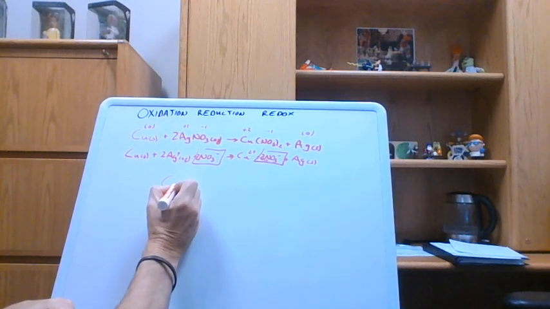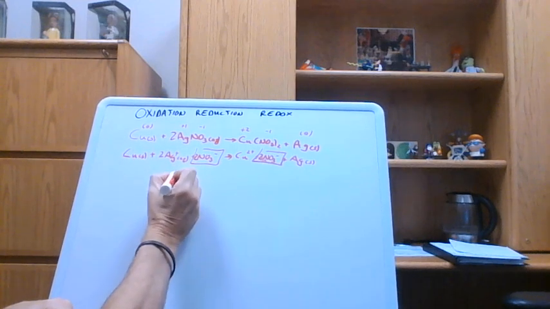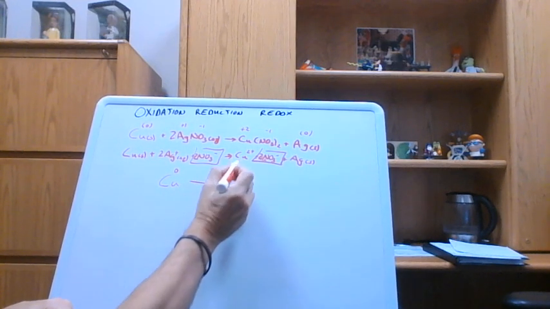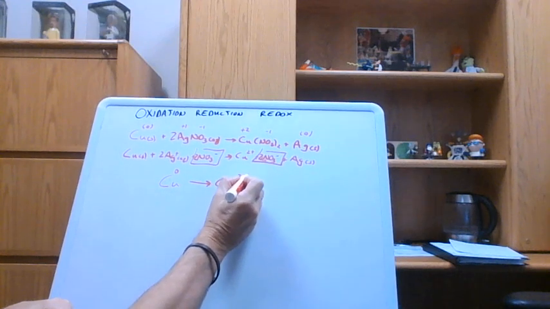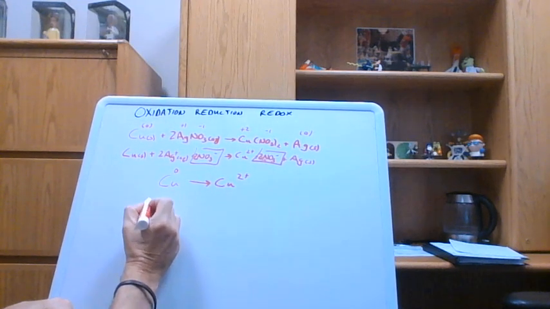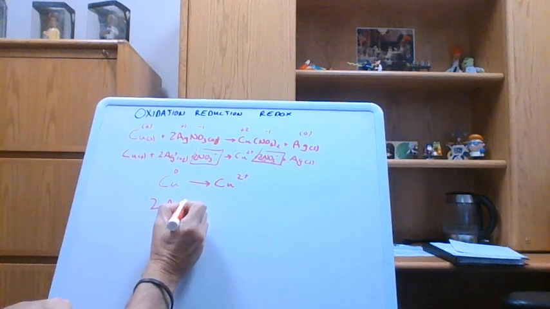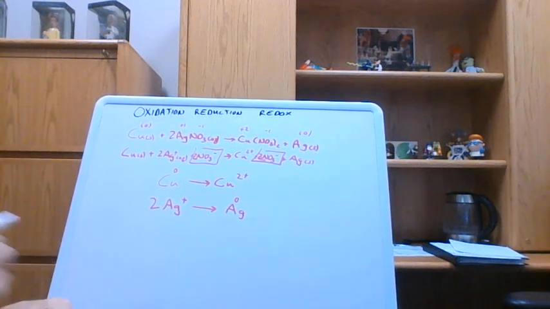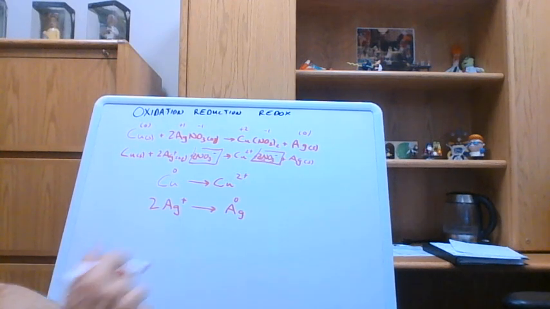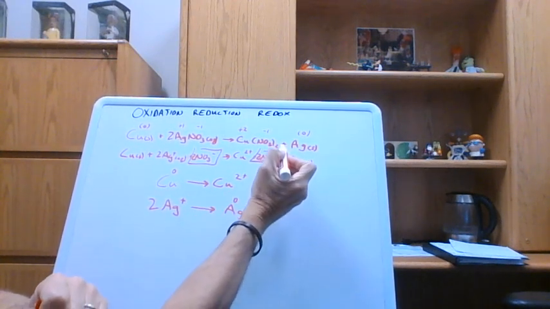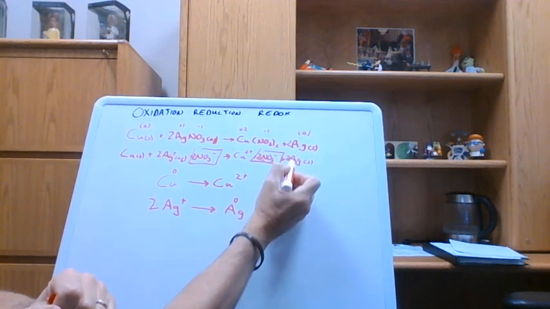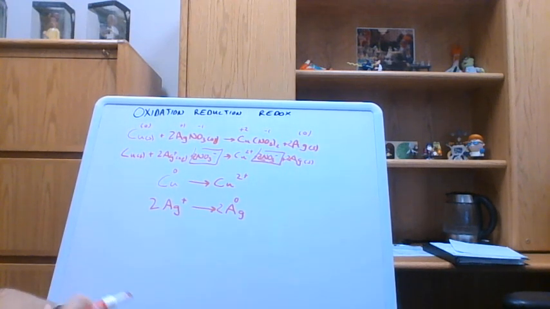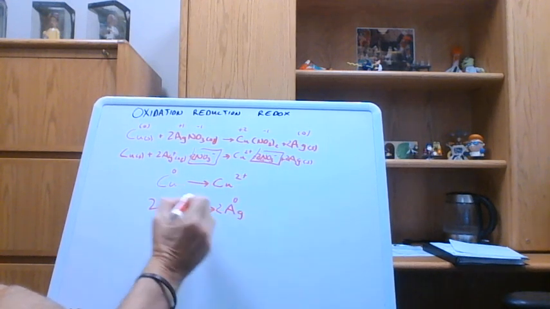So one of our half reactions, we have copper, and we said it has a 0 oxidation number assigned to it. It's becoming copper 2+. Then we have silver that had a +1. It was a silver cation, and it's becoming a neutral silver atom. Put 2 there, 2 there. All right, so now we have the number and type of atoms balanced on both sides of our arrows in our half reactions. Now we have to balance the charge.